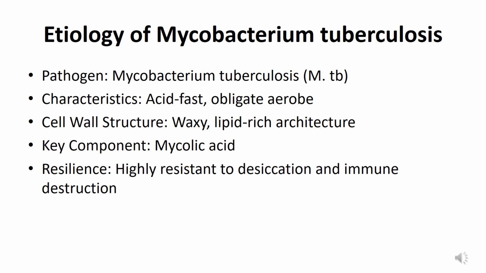Another important characteristic is that Mycobacterium tuberculosis is an obligate aerobe. In simple terms, it requires oxygen to survive and multiply. This explains why the organism commonly infects highly oxygenated tissues such as the lungs.